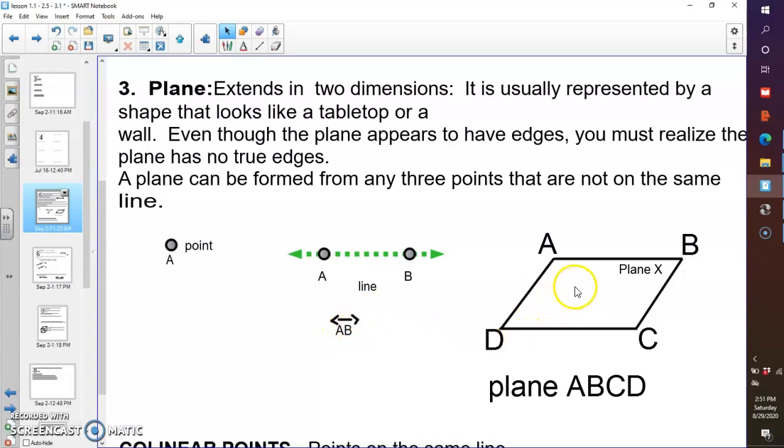With a plane, I'm a big fan of labeling it with all 4 letters. If you have something like this, you could call it plane X. But you do want to put the letters in order, A, B, C, D, or A, D, C, B. You don't want to do A, C, B, D. You don't want to jump around. But keep the letters in order, and you should be fine.